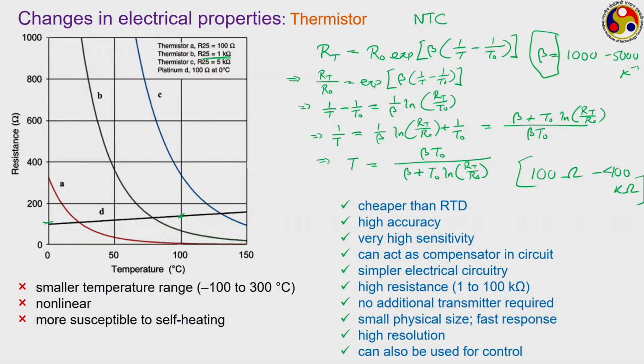Nonlinear response because of the exponential relationship with temperature, more susceptible to self-heating compared to RTDs, and very sensitive to ambient temperature because of their high sensitivity. That is one downside of having high sensitivity, and they are less stable because semiconductor material can have hysteresis effects also. So, these are the issues that you need to be careful of while dealing with thermistors.